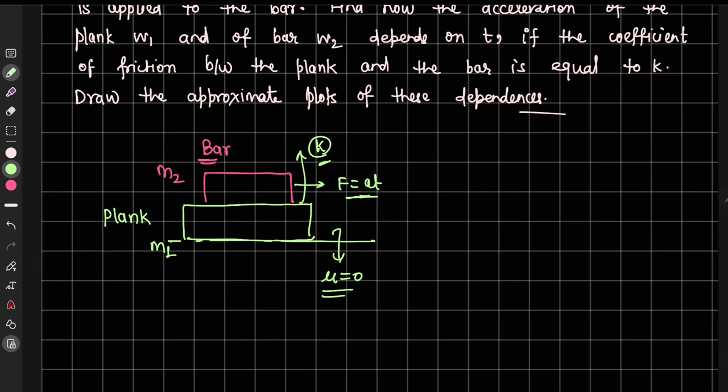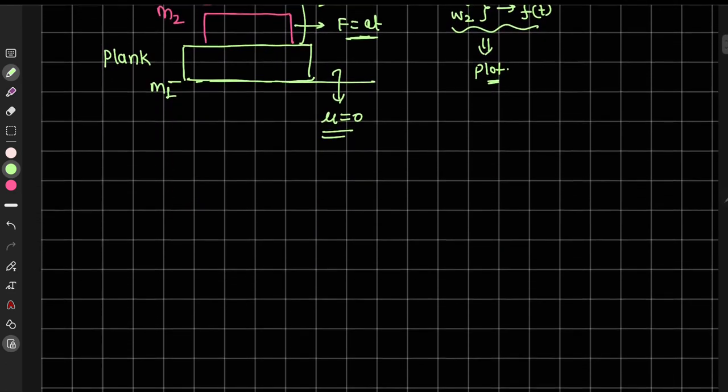Now a time dependent force is applied to the bar, and we have to find the acceleration of the plank and the acceleration of the bar as a function of time, and we also have to plot these functions. So let us first draw the free body diagram of the plank and the bar.